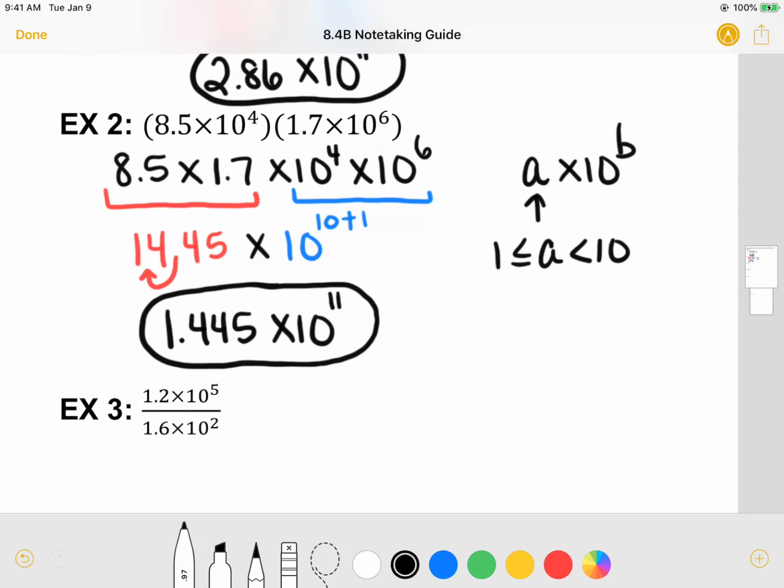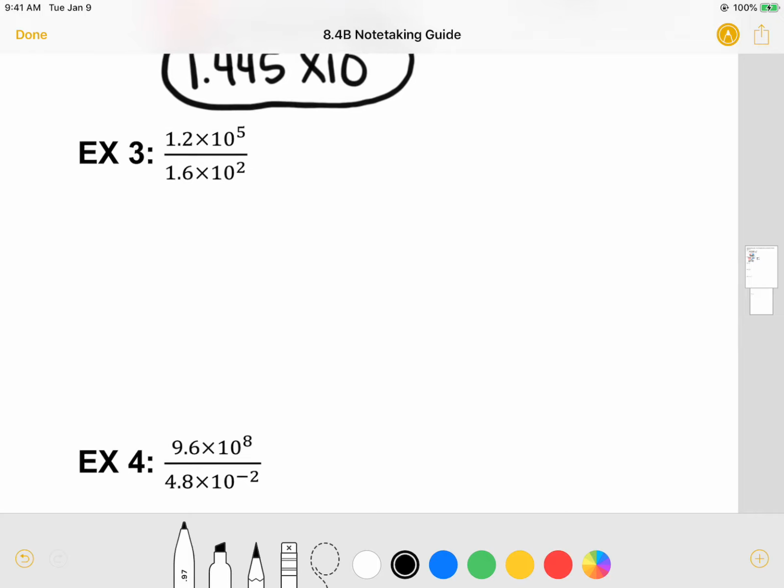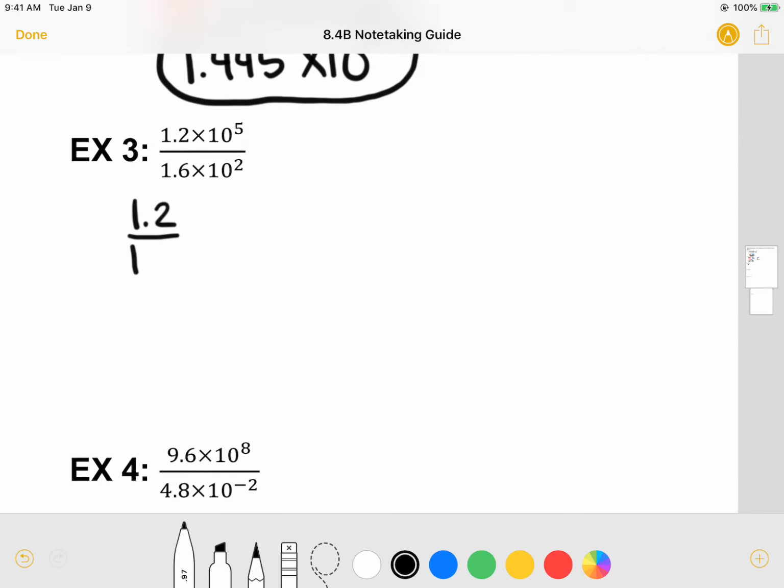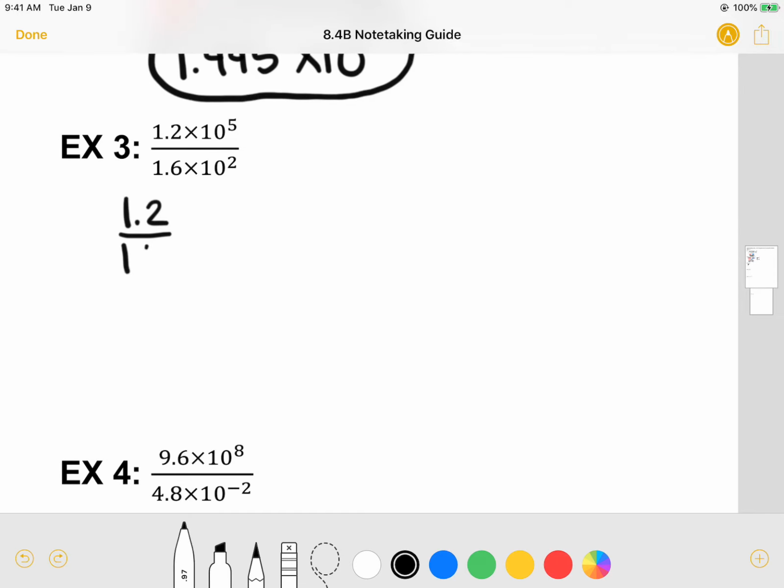Let's go ahead and look at number 3, which is a slightly different problem. This time we're going to look at dividing numbers in scientific notation. We're going to split the problem in half, essentially. So we're going to say 1.2 divided by 1.6, and then we multiply that by our powers of 10, so 10 to the 5th divided by 10 to the 2nd power.